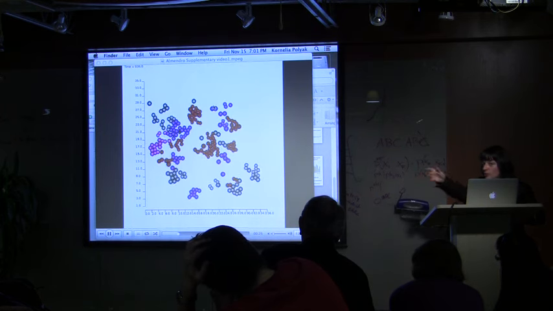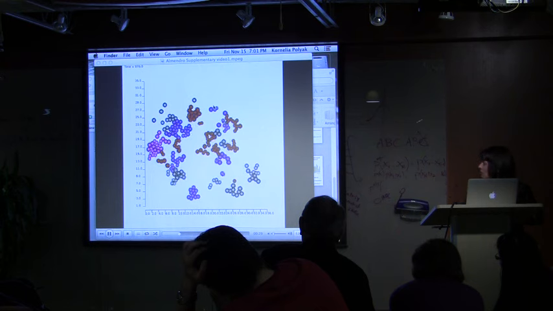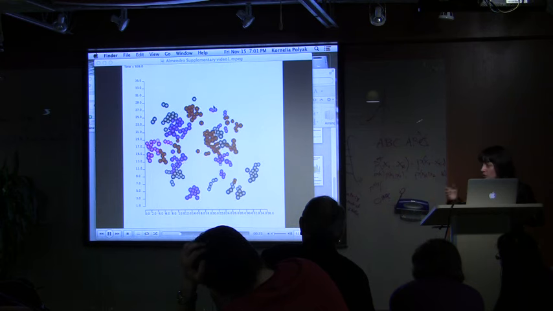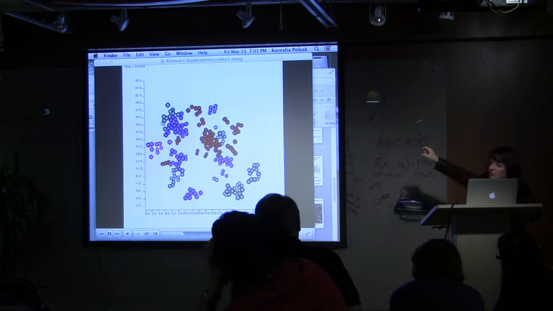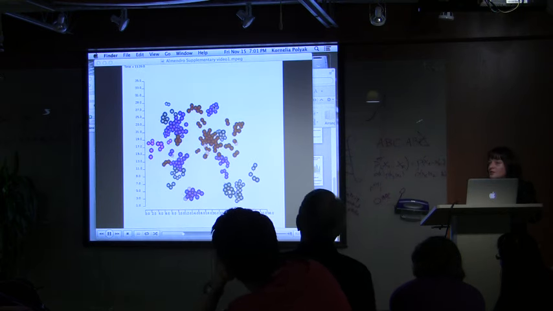And then, of course, you can put in more parameters. We can put in migration, or other treatments that could potentially target a particular cell population.